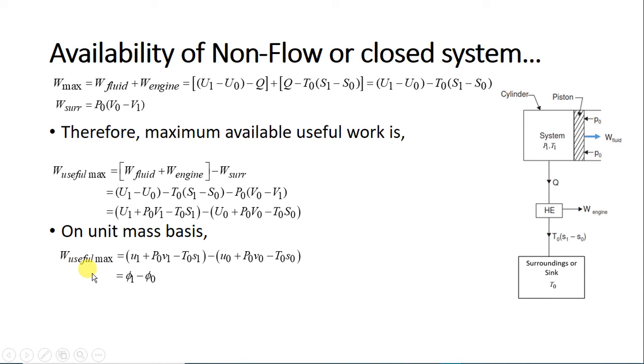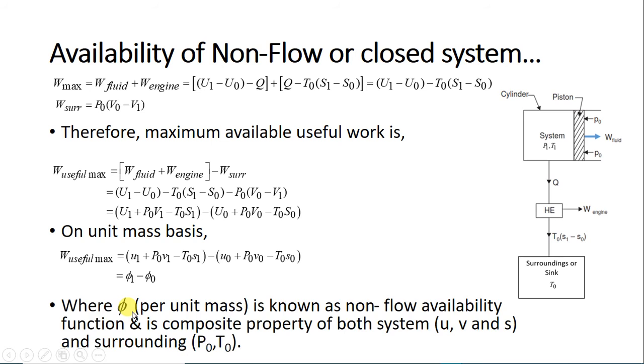W useful is equal to phi1 minus phi0. Now what is this phi? Phi is per unit mass, as you have seen. It is known as the non-availability function and it is a composite property of both system and surrounding. The system is at T1 properties, and the surrounding is at subscript 0. So phi1 and phi0 of this non-availability function is a composite property of both system and surrounding. So this was the derivation of available energy for a closed system.